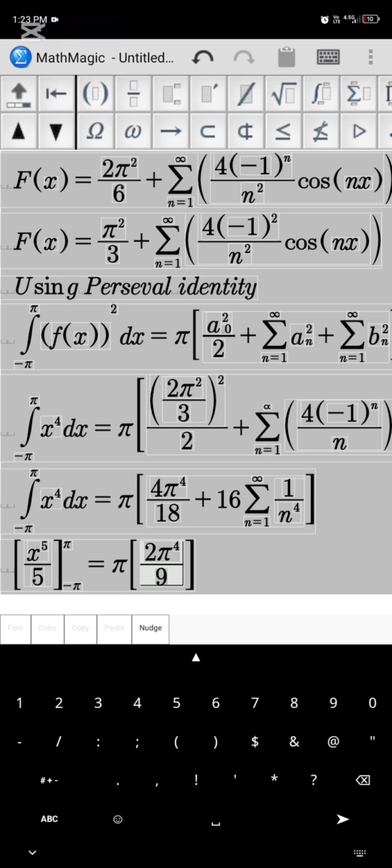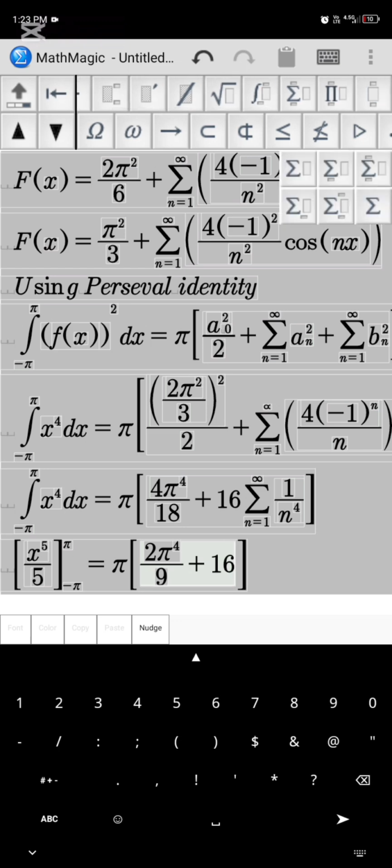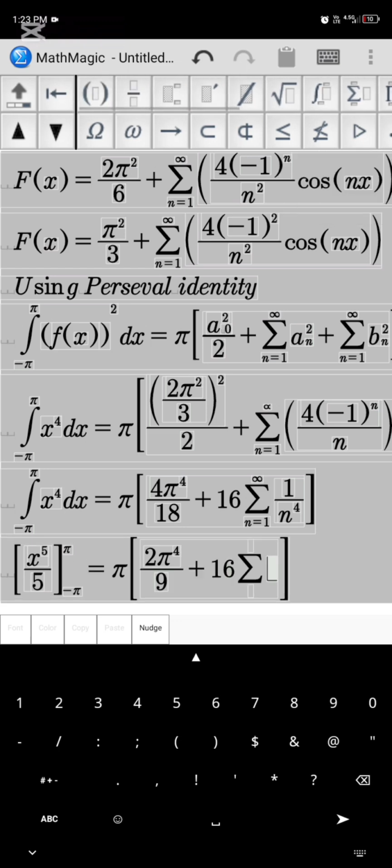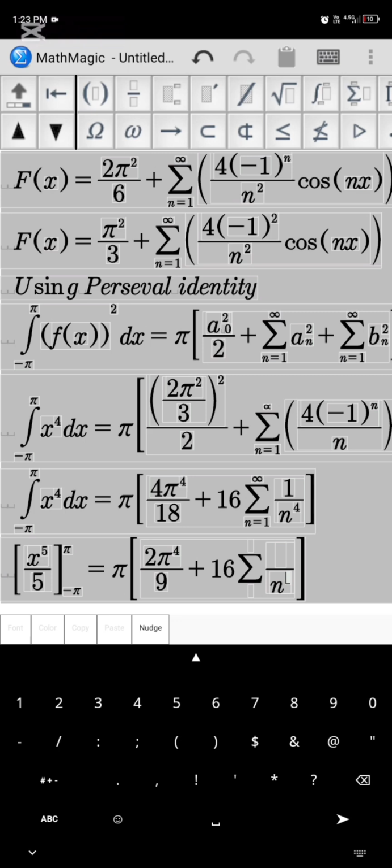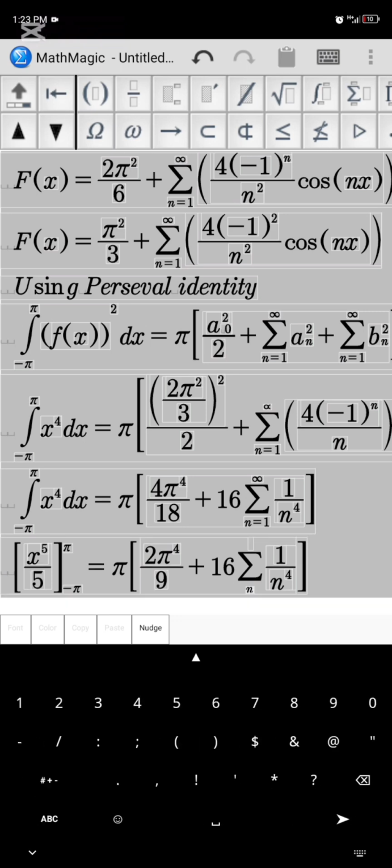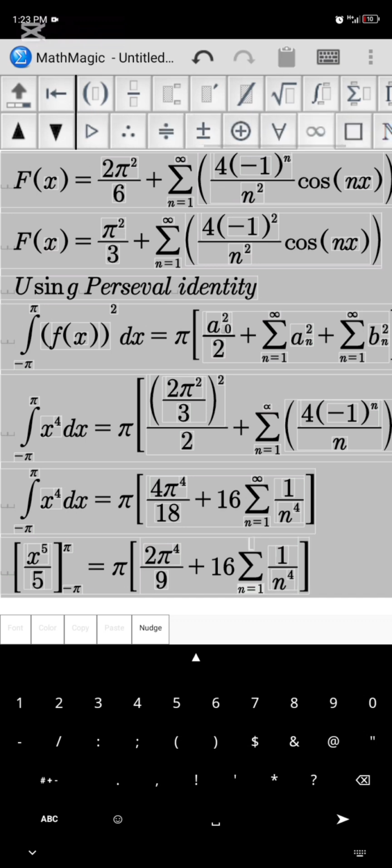So plus 16 multiplied by the summation of 1 over n raised to the power of 4. The sum is starting from 1 to infinity. Okay, so we have this now.